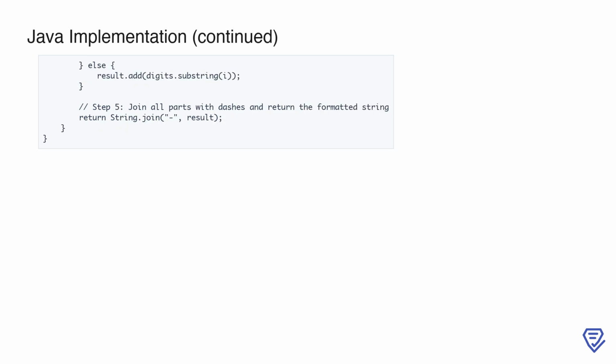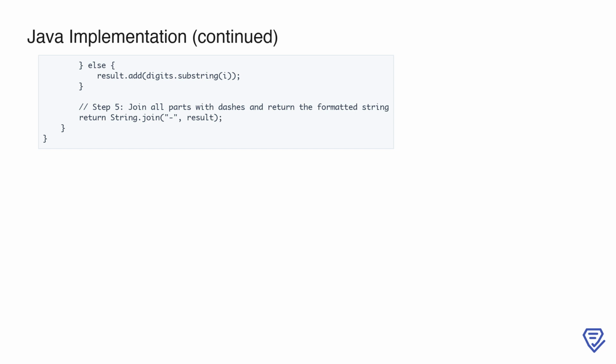Once we have fewer than 4 digits left, we need to handle the remaining cases. If exactly 4 digits remain, we split them into 2 groups of 2 digits each and add them to the result list. For any other case, such as 2 or 3 digits remaining, we simply add them as a single block to the result list.